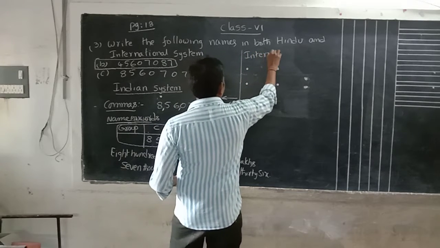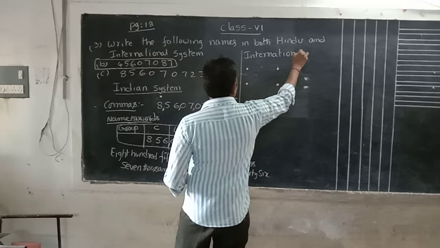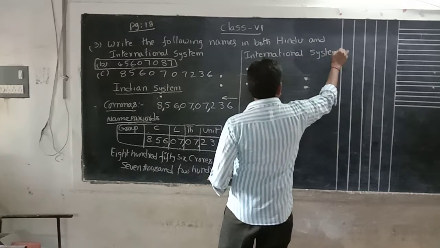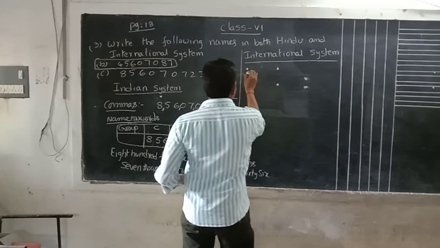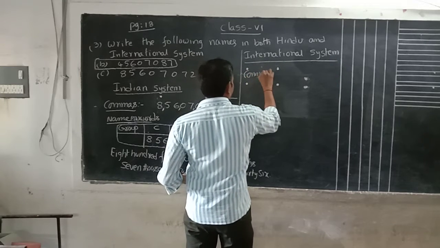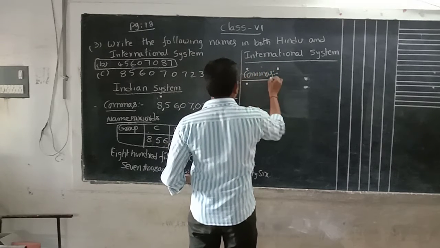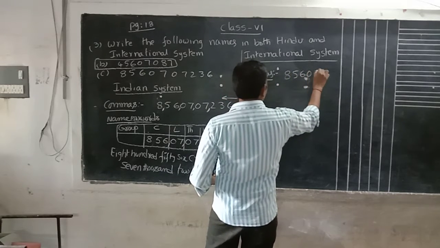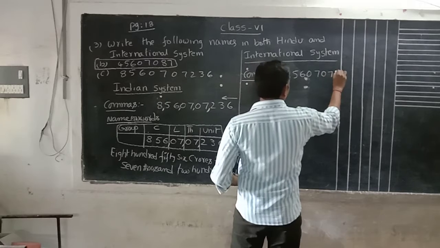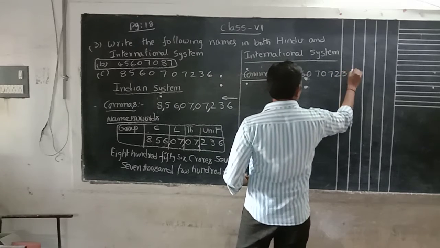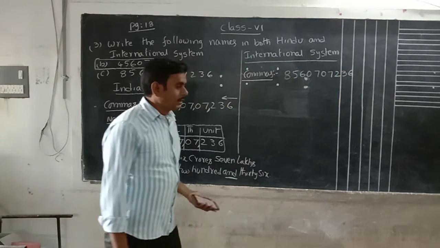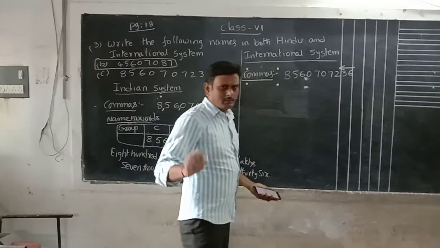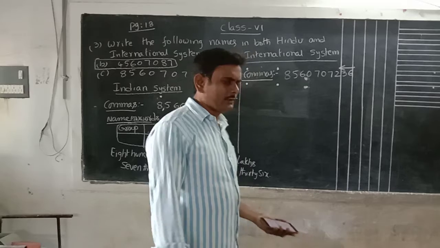International system. In the international system, first you have to place commas. Which number is given to you? That number you have to copy again: 85,6070,7236. That is the number given to you. In the Indian system also we have to start from the right side only. Every time we have to start from the right side only.